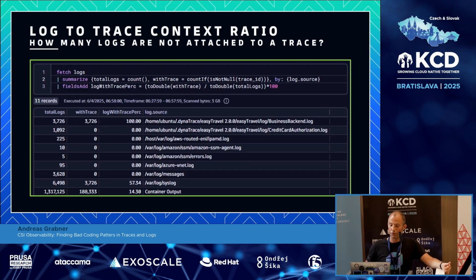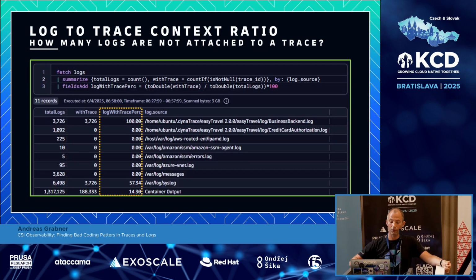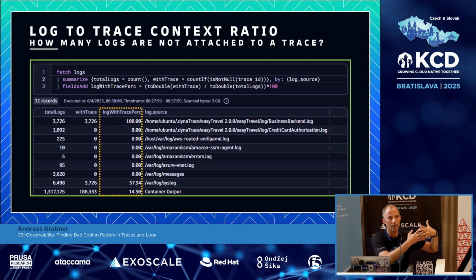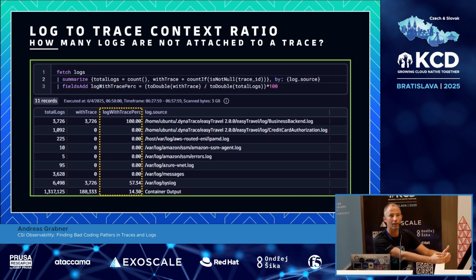And one of the things that I always try to do is figure out how many logs from a particular component are associated with a trace and how many are not. So what's the log trace percentage? Because if you enable a new service with traces, but you still have 90% of logs coming in that are not connected to a trace, then maybe you're missing some good entry points.